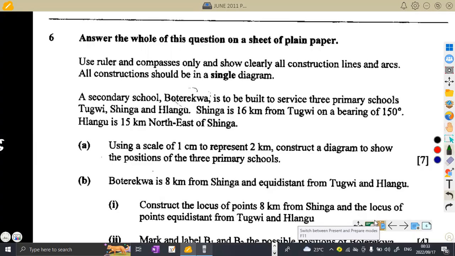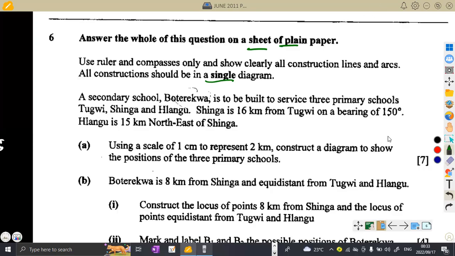All right, so in this part, we are given to answer the whole of this question on a sheet of plain paper. Use ruler and compasses to show all constructions, lines, arcs, all constructions should be in a single diagram. Okay, we're given that a secondary school, named Boterekwa, is to be built to service 3 primary schools, Tugwi, Shinga, and Hlangu. Shinga is 16 kilometers from Tugwi, on a bearing of 150 degrees, and Hlangu is 15 kilometers northeast of Shinga. So that is the information that you're given.